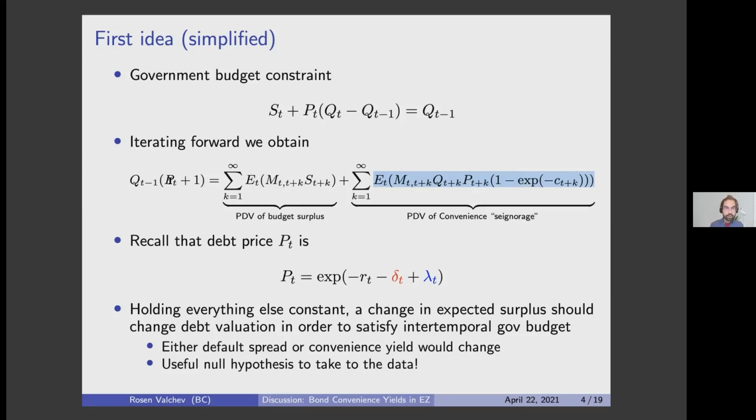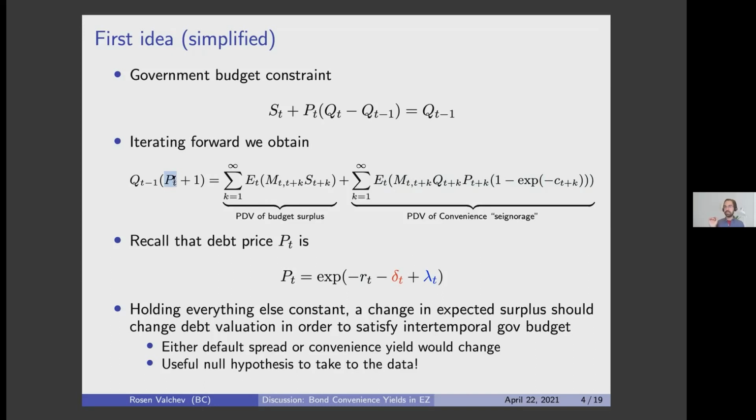Now, if I recall also that the market price of this instrument is going to be a combination of interest rate terms, default terms, and convenience yields, I can essentially say that, okay, let me take the right-hand side of this government budget constraint as a given, and imagine a shock to either the budget surplus or maybe the future convenience, whatever, but something on the right-hand side changes.